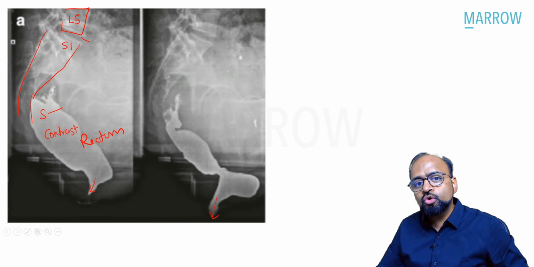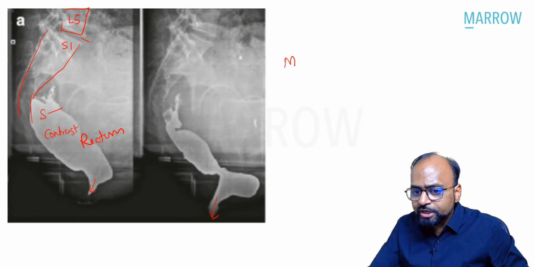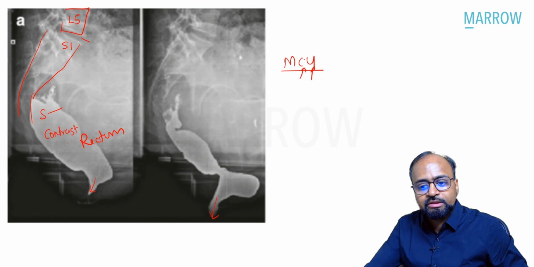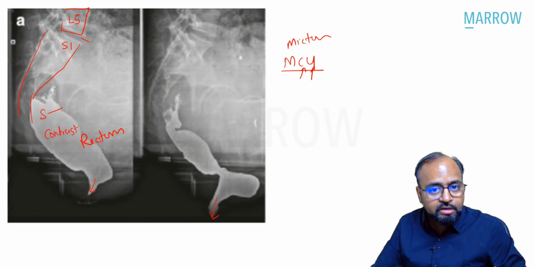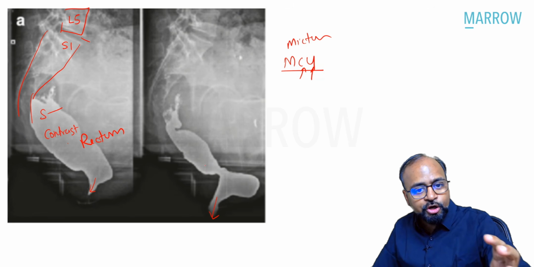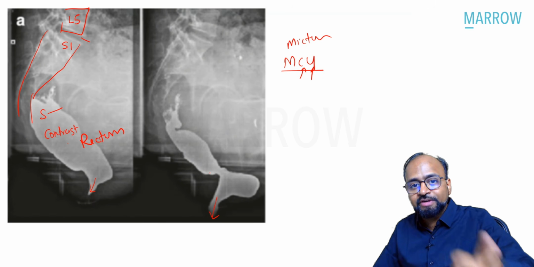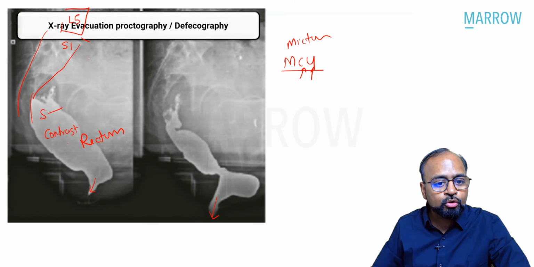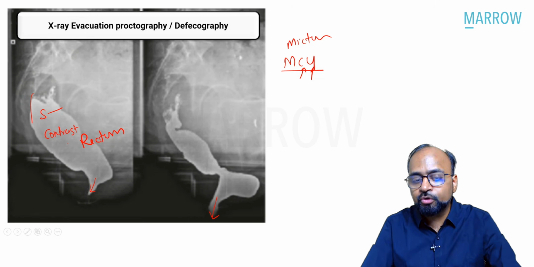There is a technique called micturating cystourethrography, which is used to visualize the bladder and the urethra while the patient is micturating. While this is an investigation which is used to visualize the sigmoid colon, rectum, and anal canal while the patient is defecating. So this is what is called an X-ray evacuation proctogram or a defecogram. So this is an X-ray defecogram.